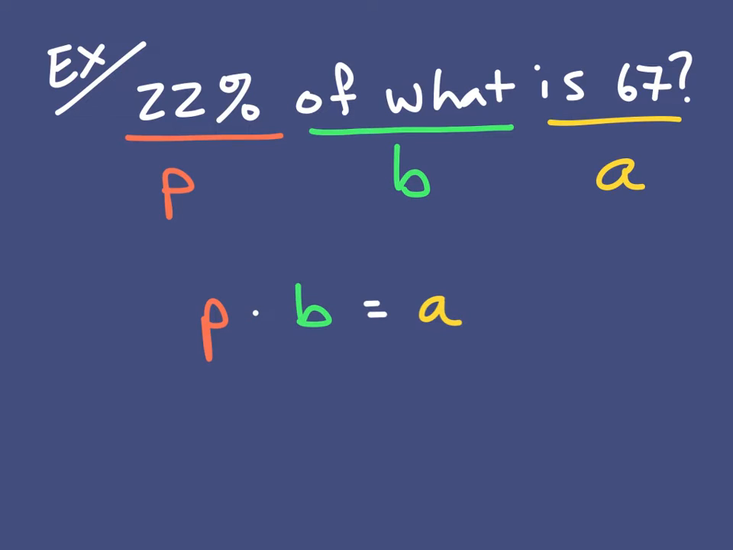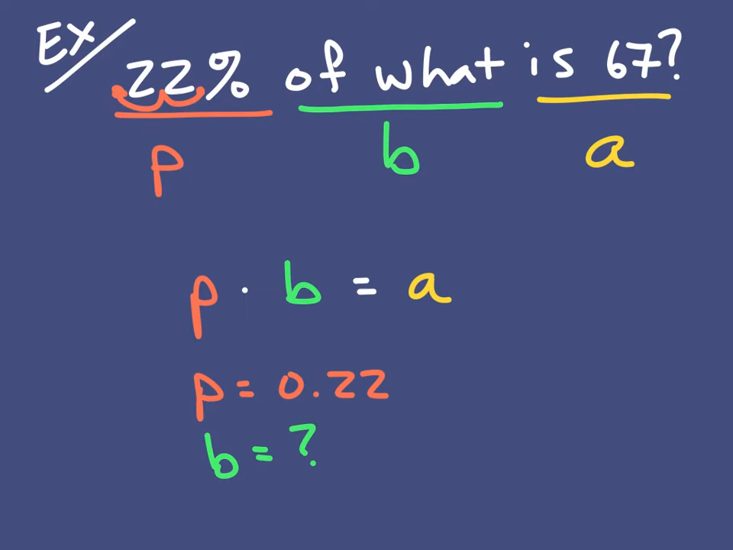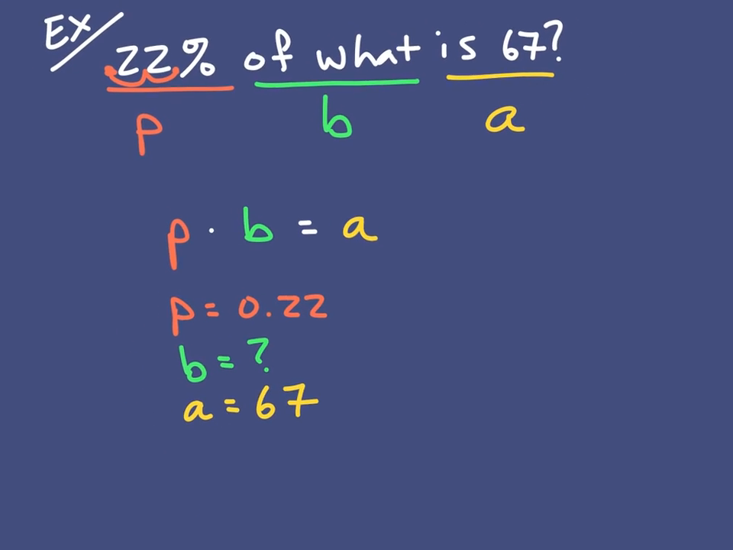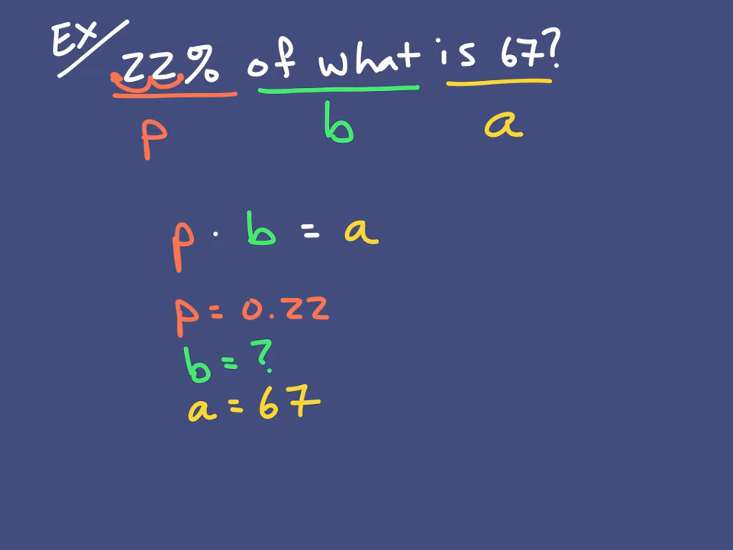Now remember that if we have 22% and that's our P value, we want to turn that into a number. So our P value, we want to write that as 0.22. All I'm doing is taking my decimal place and moving it 2 units to the left. The B value, we don't know what that is. That's what we're looking for. We are given our A value, and our A value is 67. So I'm going to plug all these values into our formula and solve this equation for B. From here, I'm going to write 0.22 times B is equal to 67.